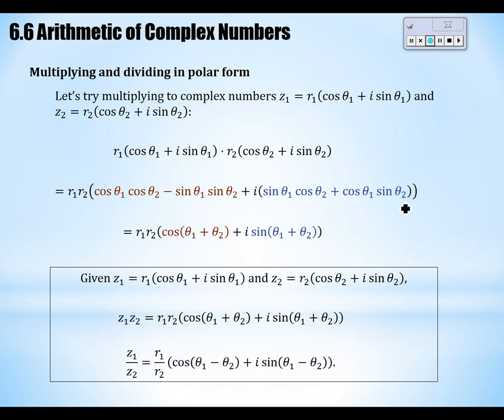Okay, so you don't need all this stuff. It's in the box here. There we go. In fact, everywhere you see this, you could write cis, right? r1 r2 cis of theta 1 plus theta 2, if you like.